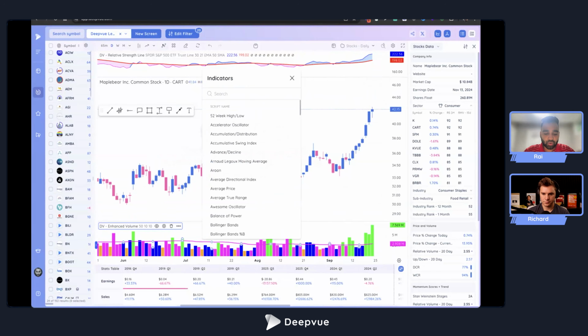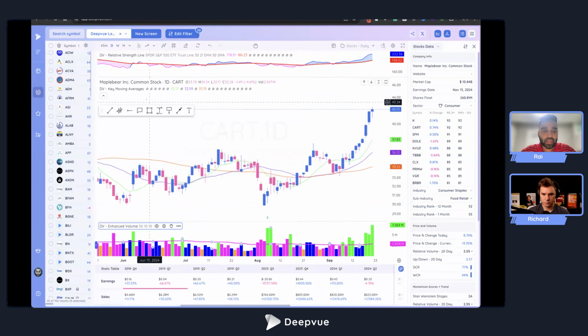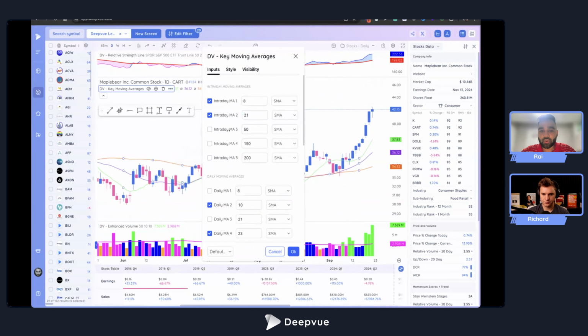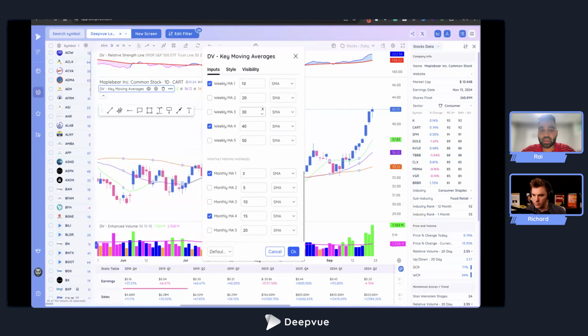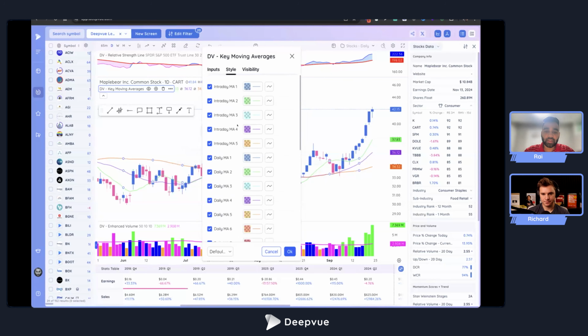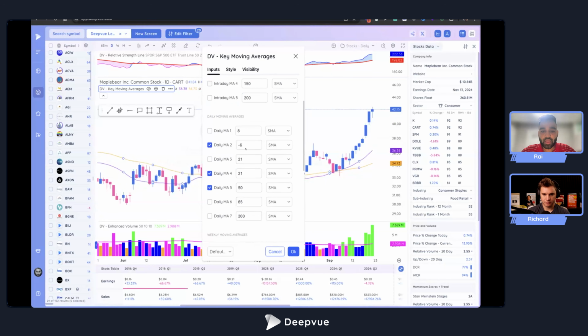The third one that I'll go over that's key to my setup is the key moving averages. So DV key moving averages, you add that in, and it becomes a hub for which moving averages you want to show when you're on intraday charts, so less than daily time frame, and which moving averages you want to show on your daily, weekly, and monthly charts. What I love doing on my daily is to have the 10, 21, and 50 day SMAs.